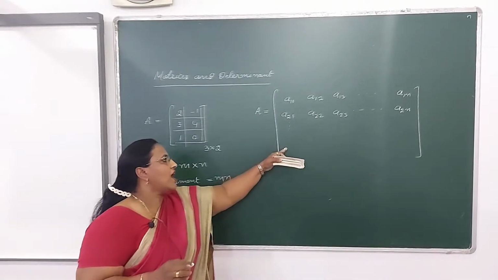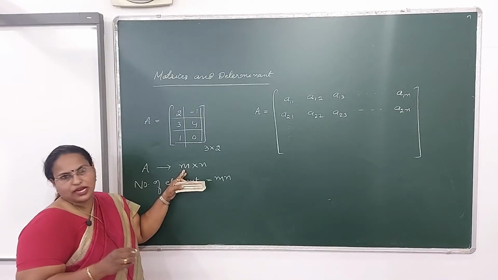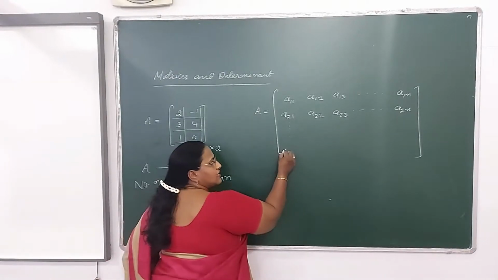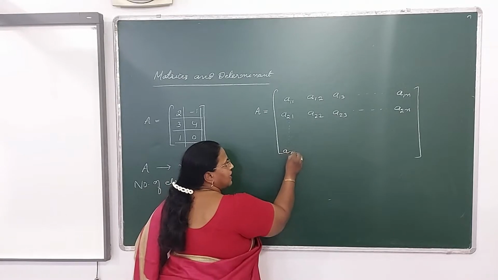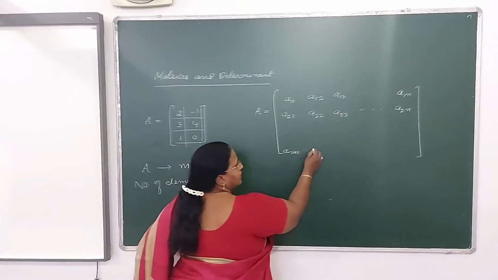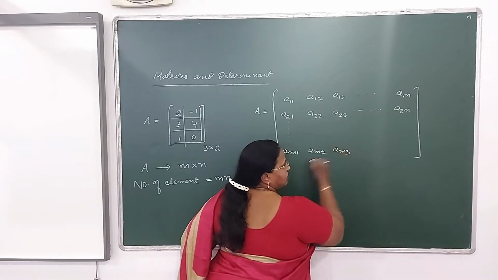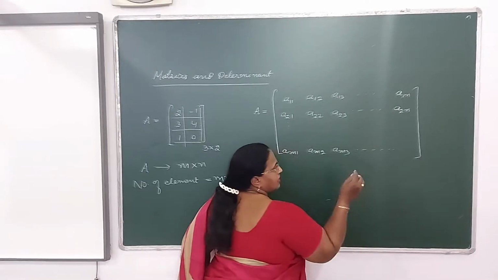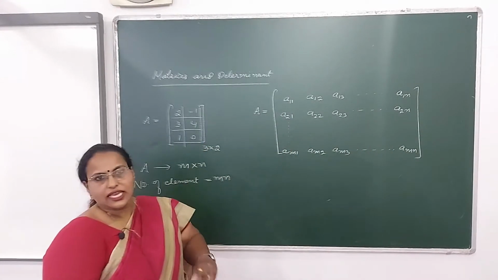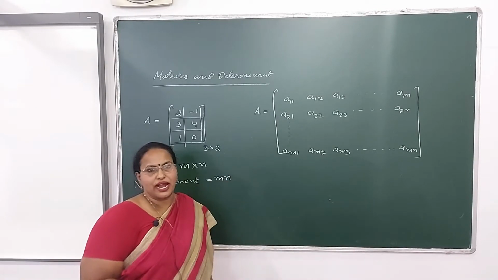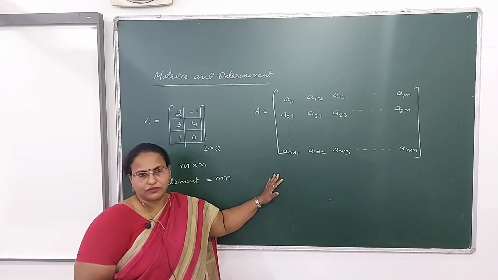Now let us move to the last row. Now how many rows are there? Total m rows are there. So the last row first element will be Am1. This will be Am2. This will be Am3. Likewise, the last element will be Amn. So this is the rough structure of a matrix A whose order is m by n.